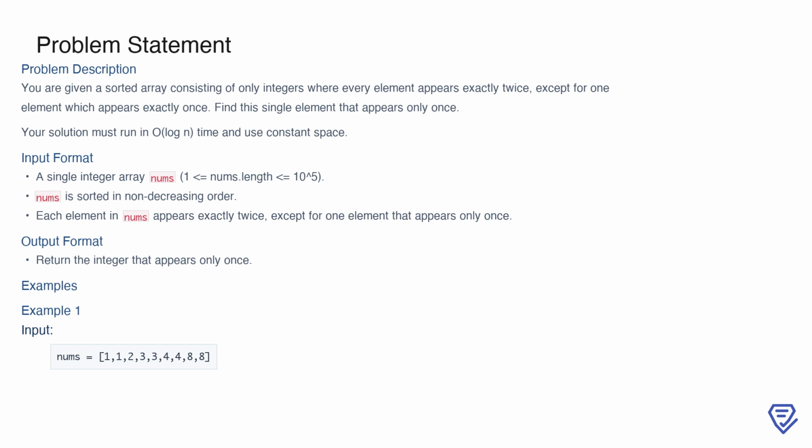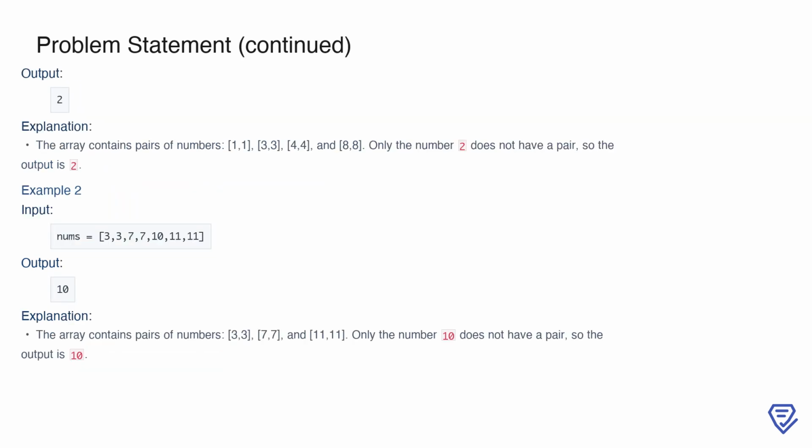Let's look at an example to understand this better. If the input array is nums = [1, 1, 2, 3, 3, 4, 4, 8, 8], your job is to identify the number that doesn't have a pair. For the given input, the output is 2. Here's why: the array contains pairs like 1 1, 3 3, 4 4, and 8 8. But the number 2 stands out because it doesn't have a matching pair, it's the lone single element.